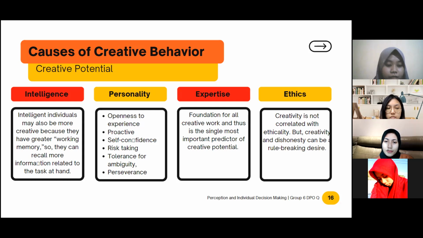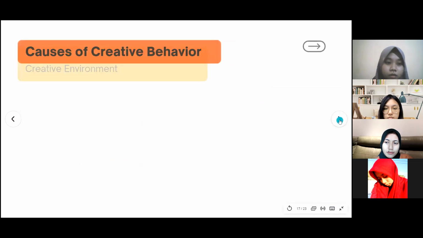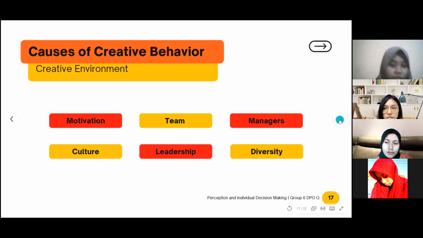Expertise is the foundation for our creative work, and this is the single most important predictor of creative potential. The last is ethics. According to recent research, people who cheat may actually be more creative than those who behave ethically. Next is creative environment. It is influenced by motivation, team, managers, culture, leadership, and diversity.